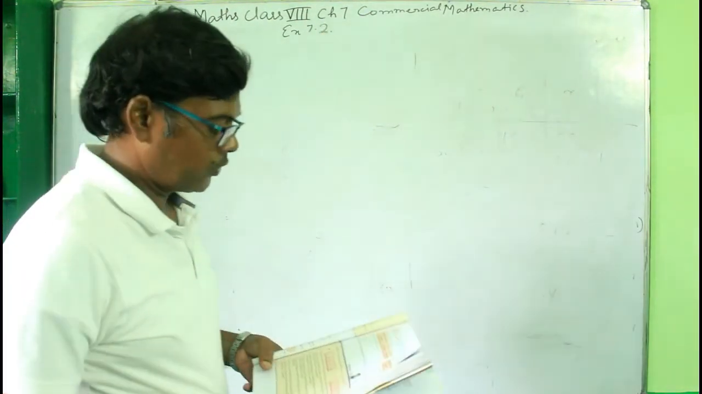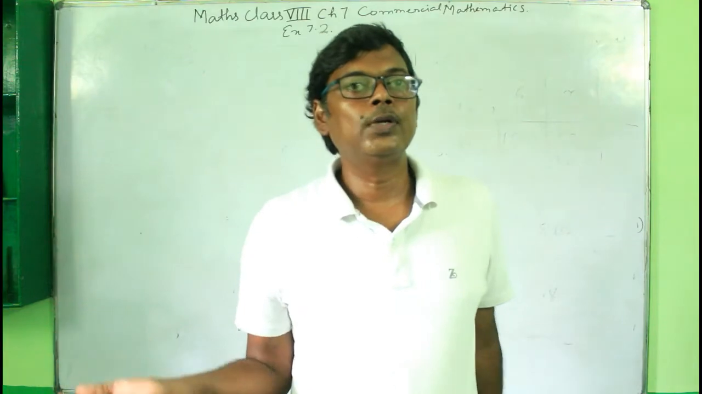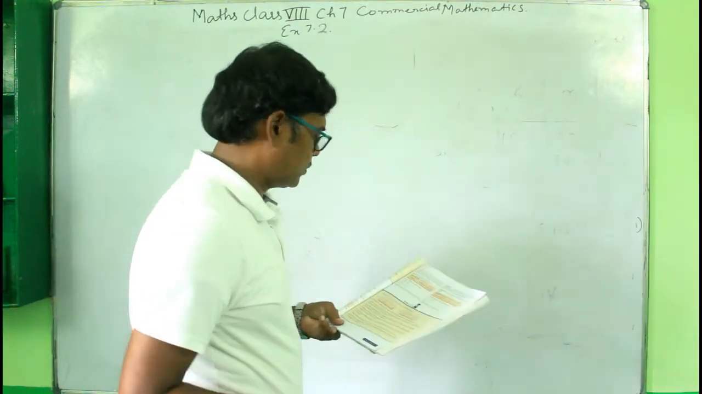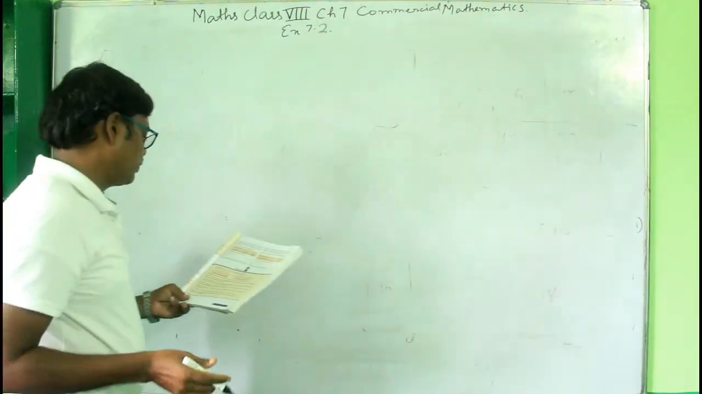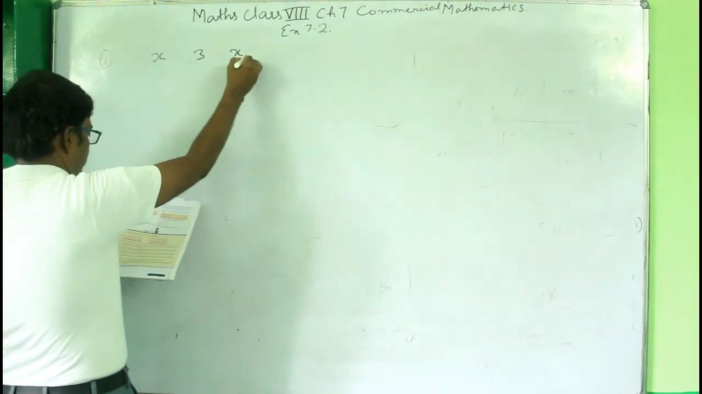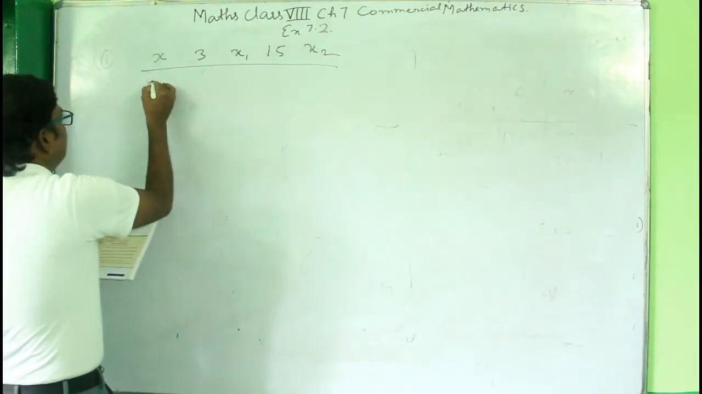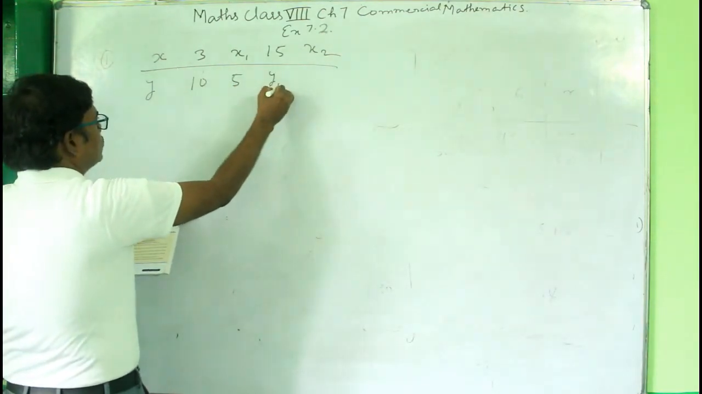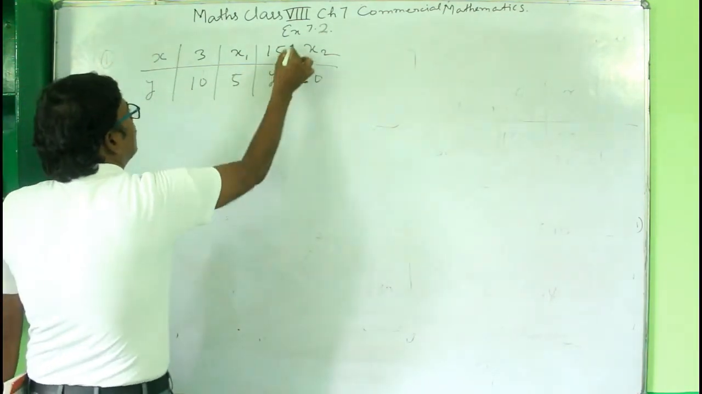Now in this exercise 7.2, these questions are based on inverse variation, and I have already explained inverse variation to you. So straight away start the questions. In the first question, again this is similar to 7.1. You are given x here, then you have 3, then x1 the missing number, and then 15, then x2 is the missing number. Then y is here, 10 is given, then 5, and then the missing number y1, and this is 60. So we have to find x1, x2 and y1.